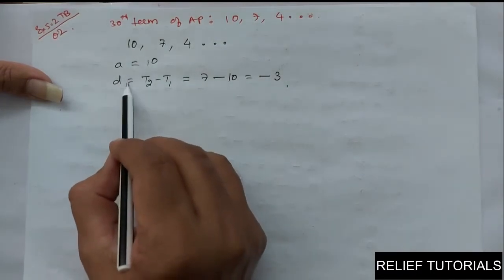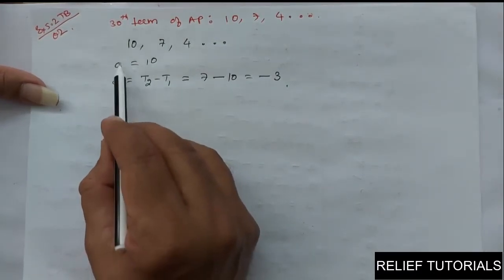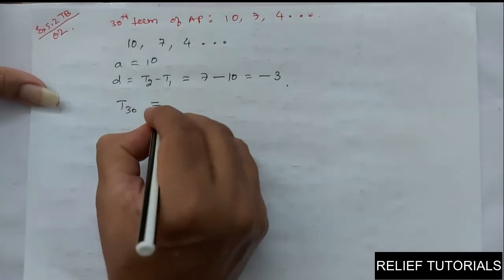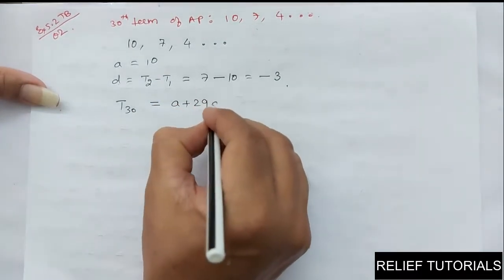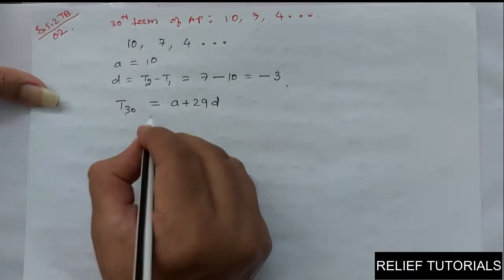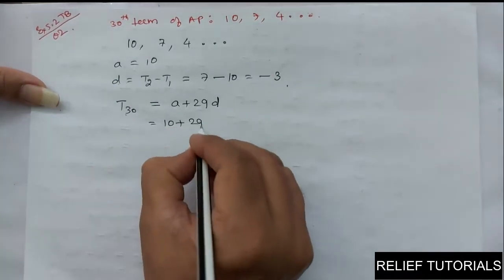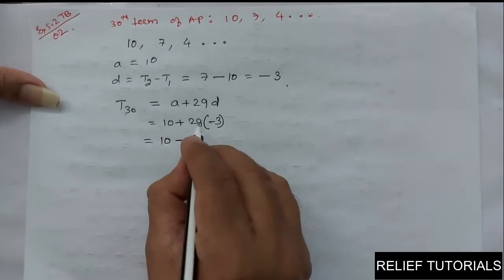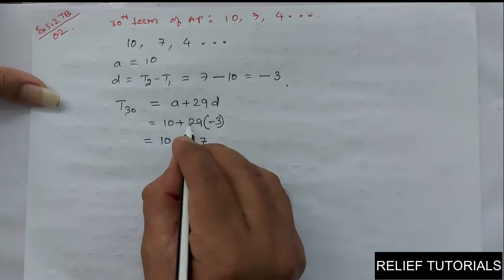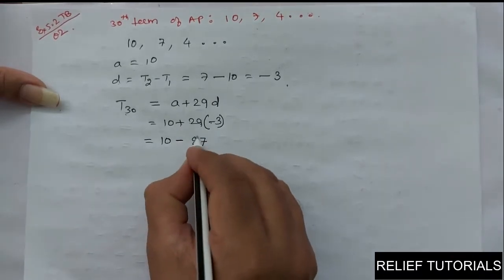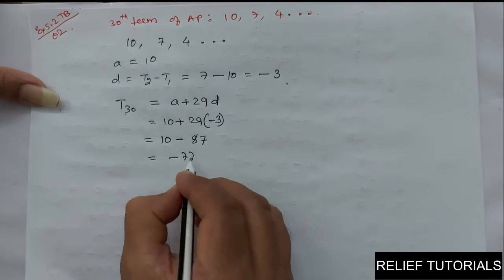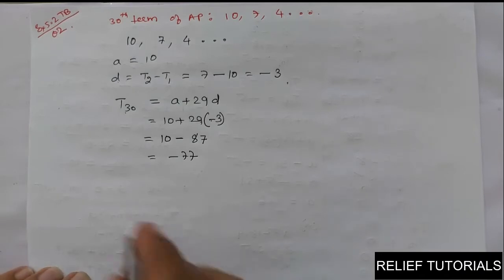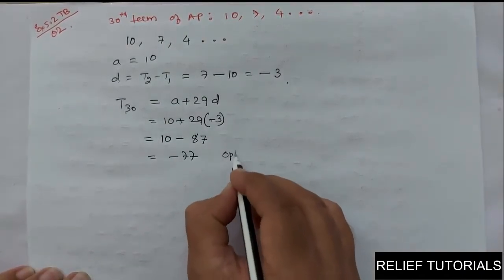So we got A, we got D. I told you in order to find any term you require two things, A and D. Now you have to find the 30th term. So T30 is equal to A plus 29D. 30 means 29. Clear? A is 10 plus 29 into D, which is minus 3. So that is equal to 10 minus 29 times 3. 9 3s are 27, carry 2, 3 2s are 6, and 2 is 8, so 87. So 10 minus 87. So the answer is minus 77. Looking at the options, minus 77 is option C. So the answer is option C.